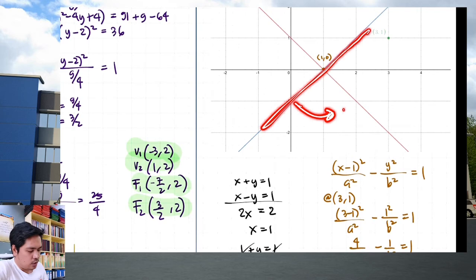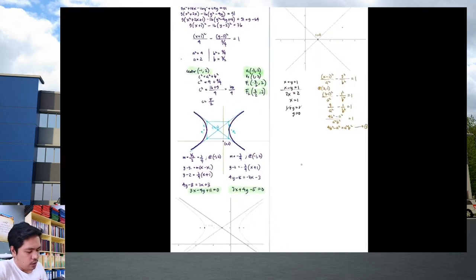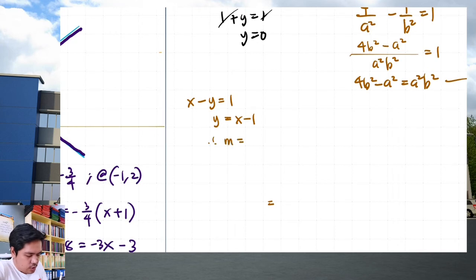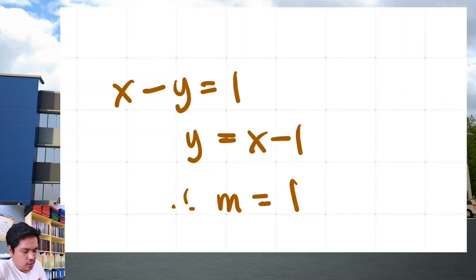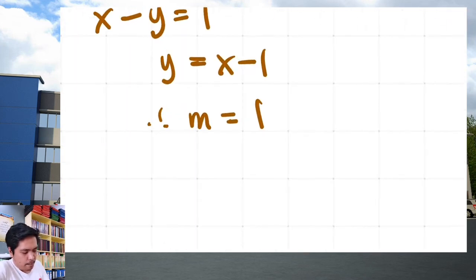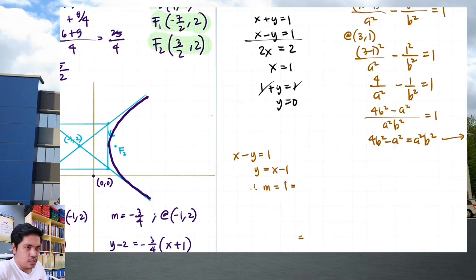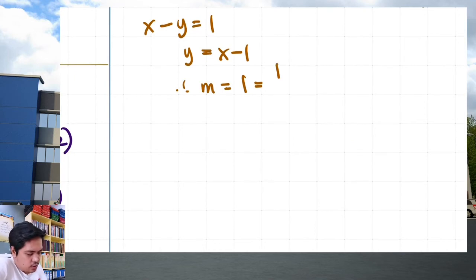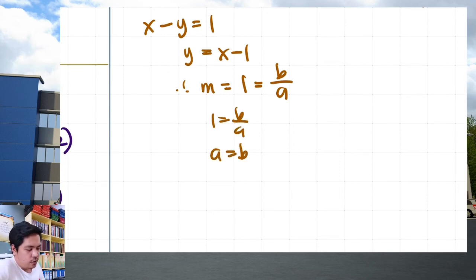Ito siya, the equation of this was x minus y equals 1. So, using this asymptote x minus y equals 1, let's change this to slope-intercept form. That would be y is equal to x minus 1. So therefore, the slope is equal to 1. We know that the slope-intercept form of a line is just y equals mx plus b. So therefore, the value of m is 1. And since that is our asymptote, the slope is b over a. So 1 is equal to b over a. So if 1 is equal to b over a, it follows that a is equal to b. So if a is equal to b, pwede natin masolve.